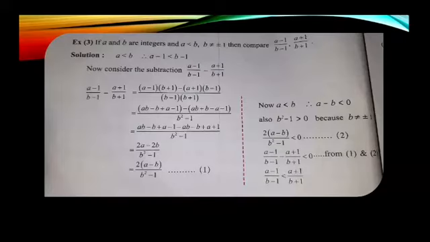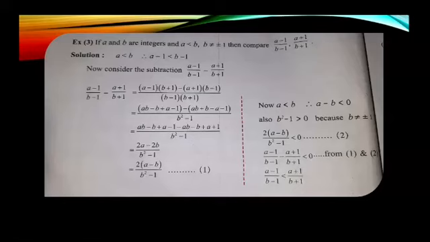Example 3. If a and b are integers and a is less than b and b is not equal to plus 1 or minus 1, then compare (a minus 1)/(b minus 1) and (a plus 1)/(b plus 1). Solution. A is smaller than b, therefore a minus 1 is smaller than b minus 1.